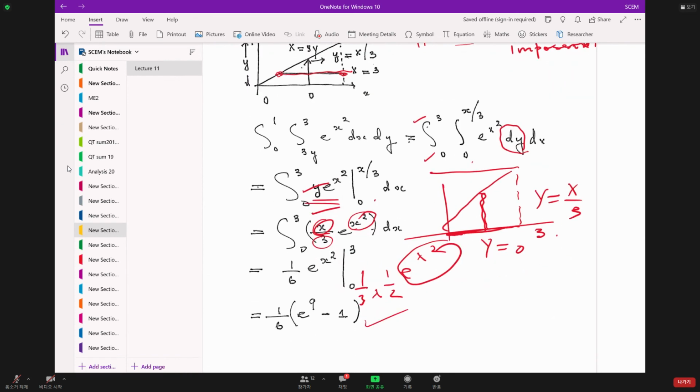You try without reversing the order of integration, it's virtually impossible. But if you change the order of integration, trivial. So if someone gives you a problem, me or someone else, and you find it difficult, then go and change the order of integration. But you must know how to change the order of integration. That's very important to know.